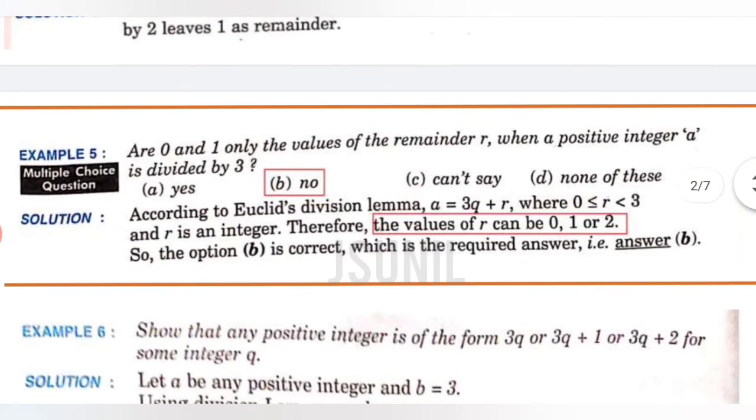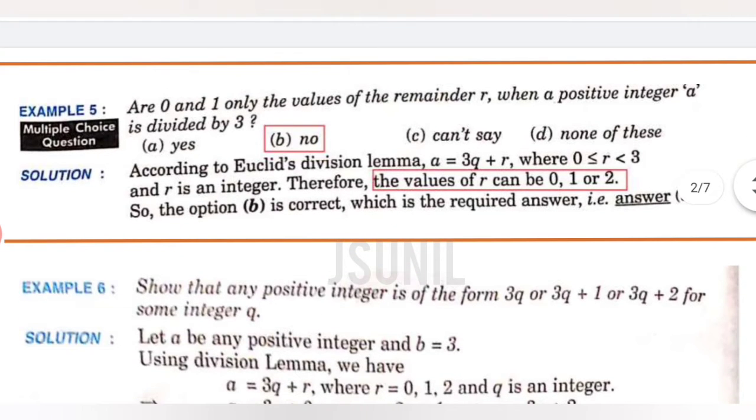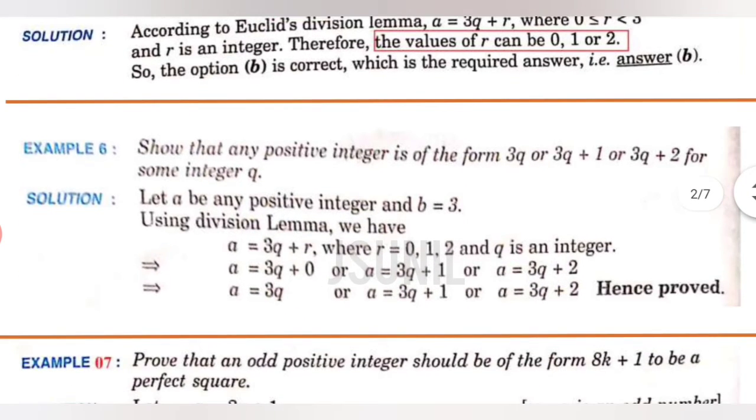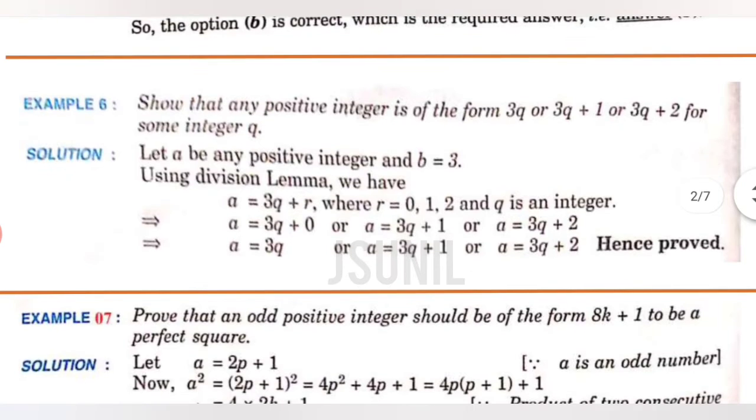Now move to the question number 5. Is 0 and 1 the only value of the remainder r when any positive integer is divided by 3? No. If any number is divided by 3, the value of the remainder should be 0, 1 and 2. So the correct option is no. Now move to the next question, that is question number 6.